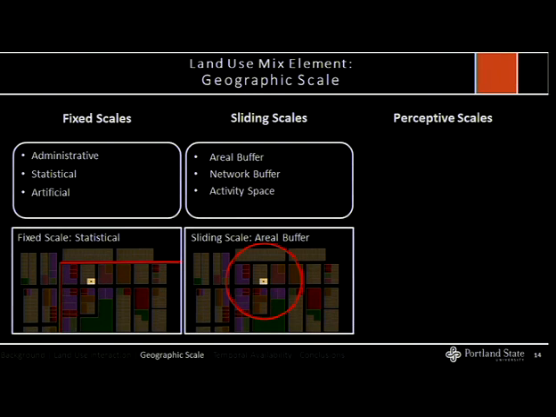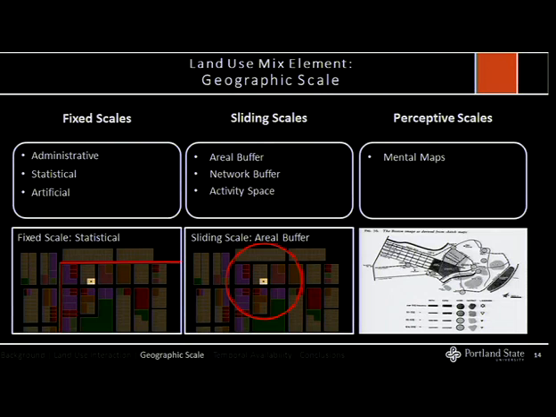And then a third category is perceptive scales. This borrows from the work of Kevin Lynch. It looks at cognitive and mental mapping as ways to measure the influence of the neighborhood or the built environment within a certain neighborhood.